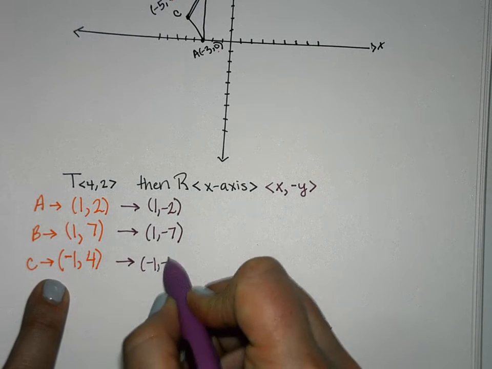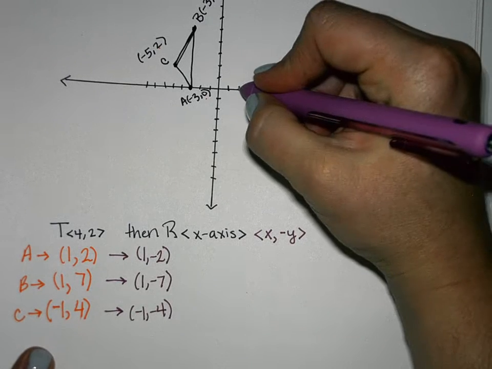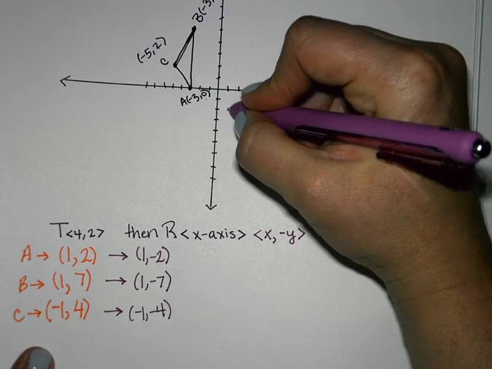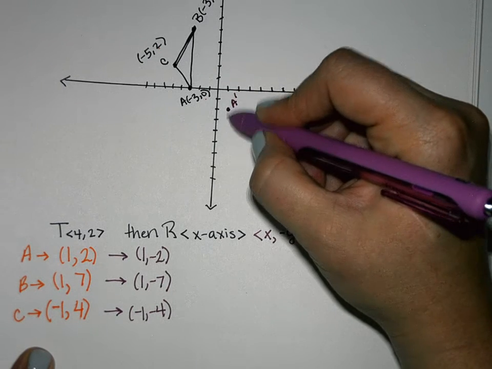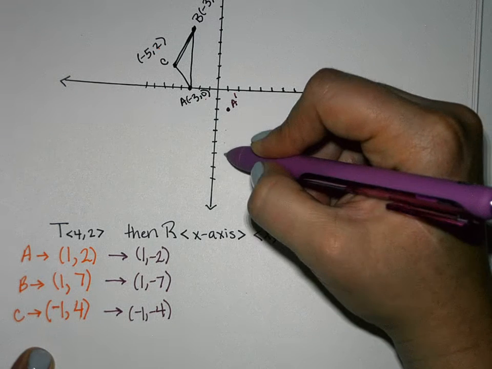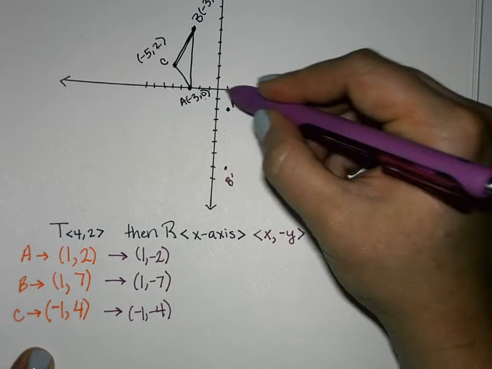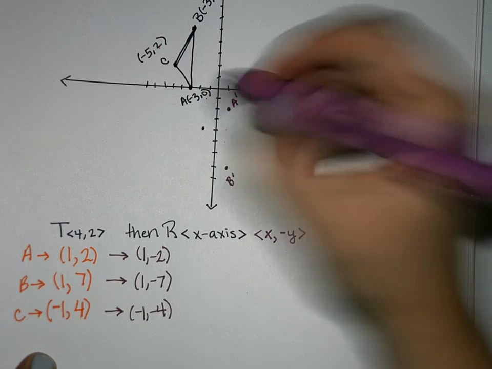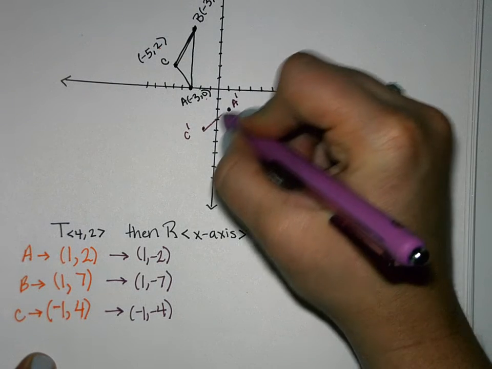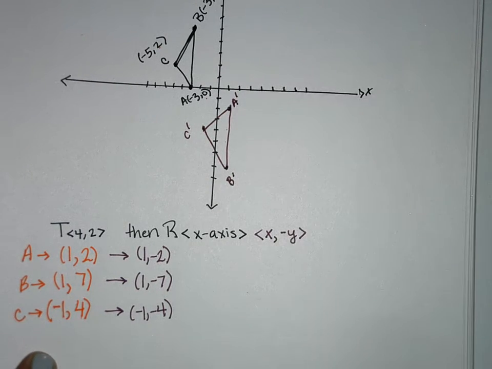And lastly, if we do the same with C, so if I go and plot my final points, 1, negative 2, 1, negative 7, and negative 1, negative 4. I have a figure that is translated and then reflected across the x-axis.